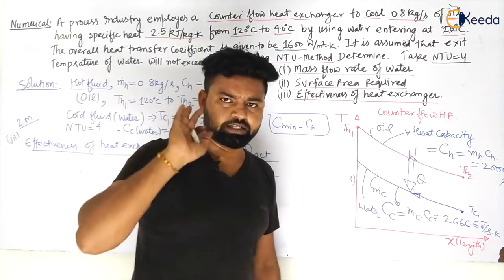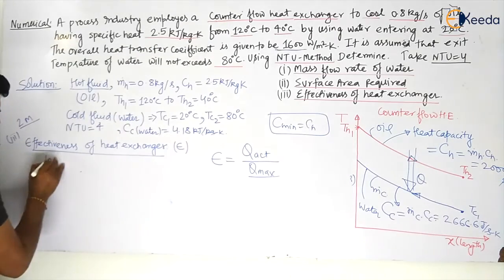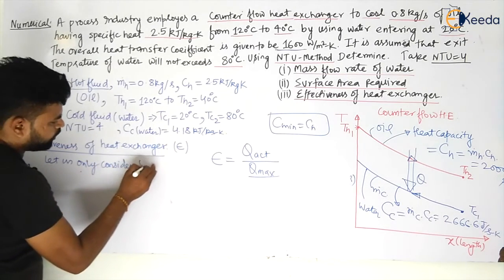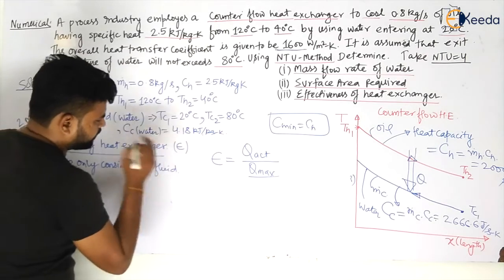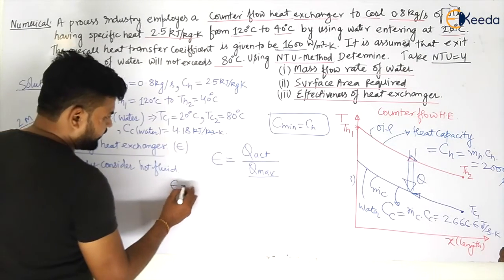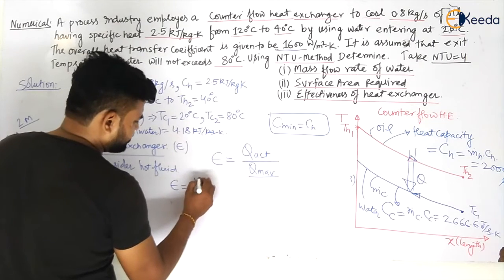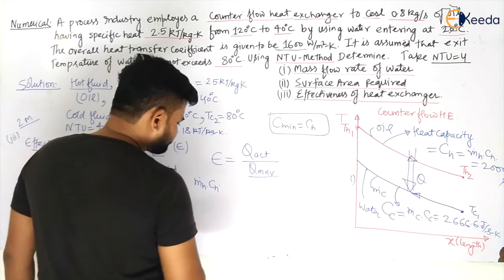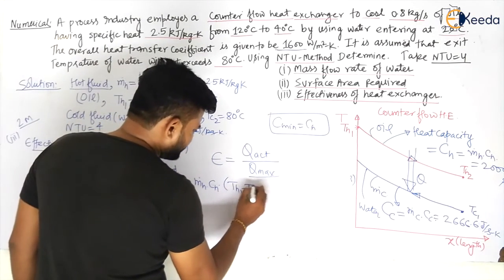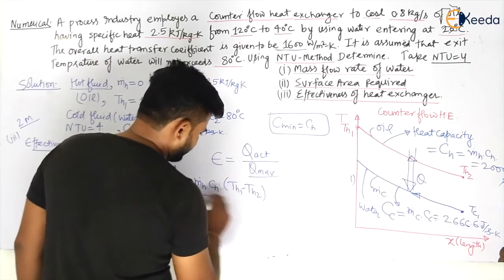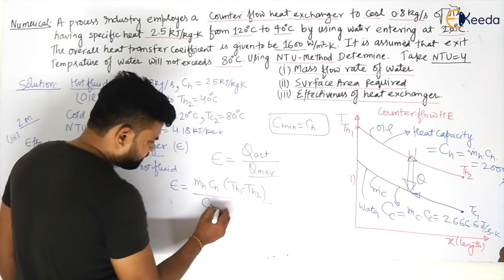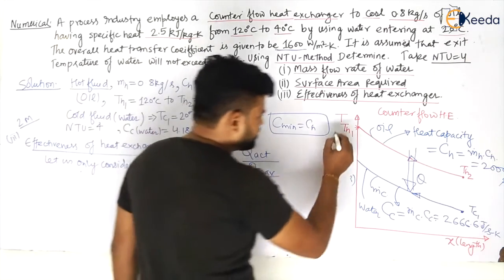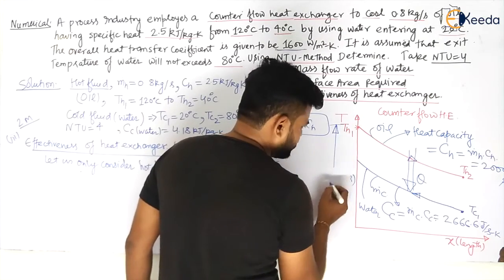So let us only consider the hot fluid, my dear students. Now your effectiveness will be given by Q actual. If I am considering the hot fluid, this will be given by m dot h C_H multiplied by (TH1 minus TH2), higher minus lower, divided by C minimum multiplied by the maximum temperature change. What will the maximum temperature change be? If you know the concept, I know you know the concept now.